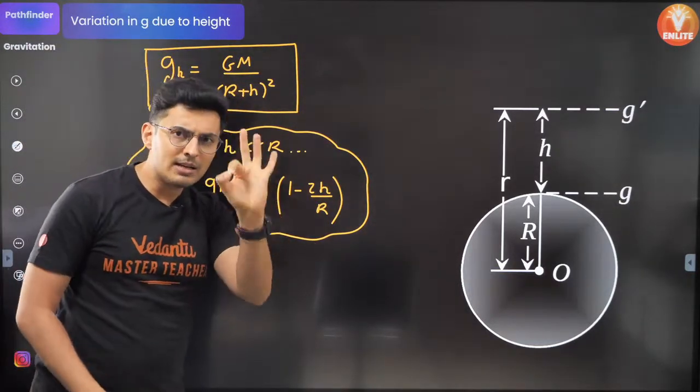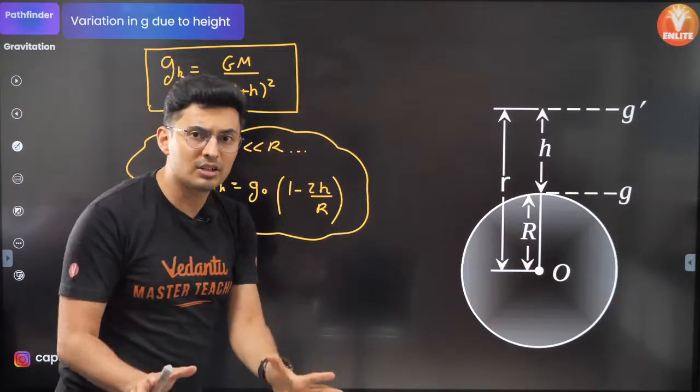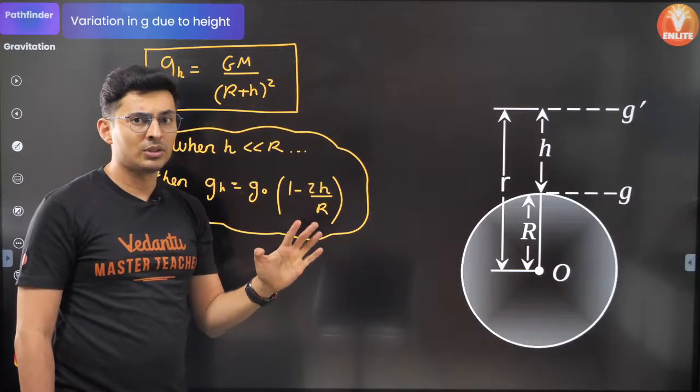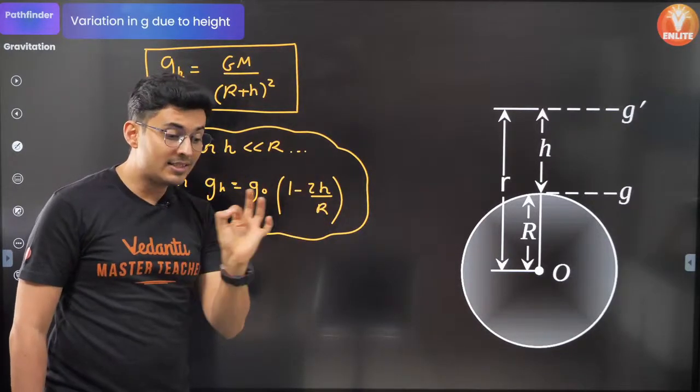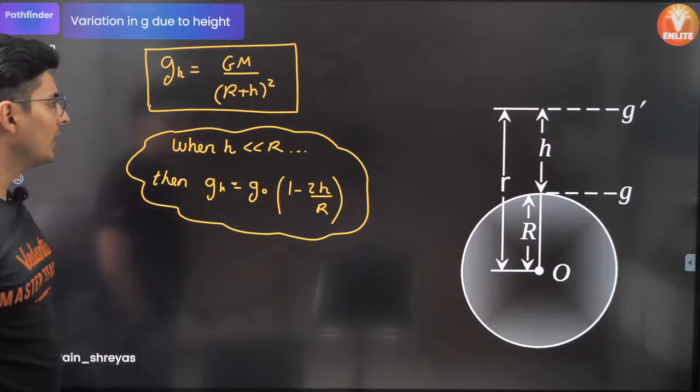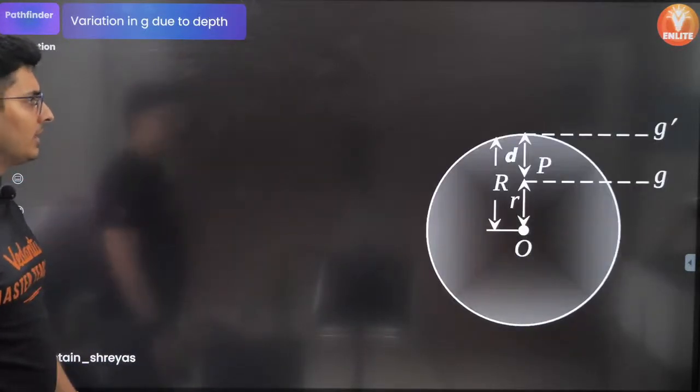It will be clearly mentioned, or it will be understood from the given data whether to use this or this. You will never be confused. You have to just read the question carefully, see the values carefully, understand whether it is a small or big value. That's it. You will never fail to apply it.